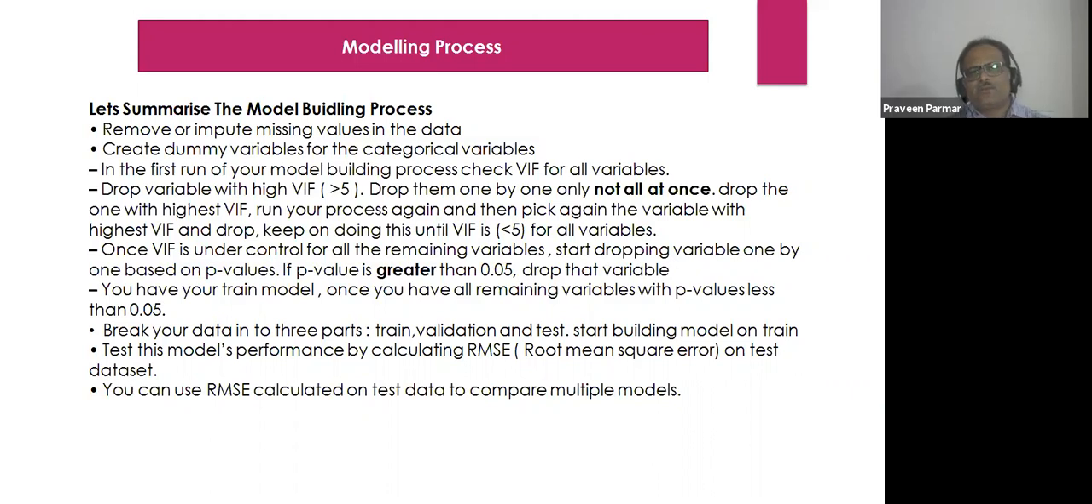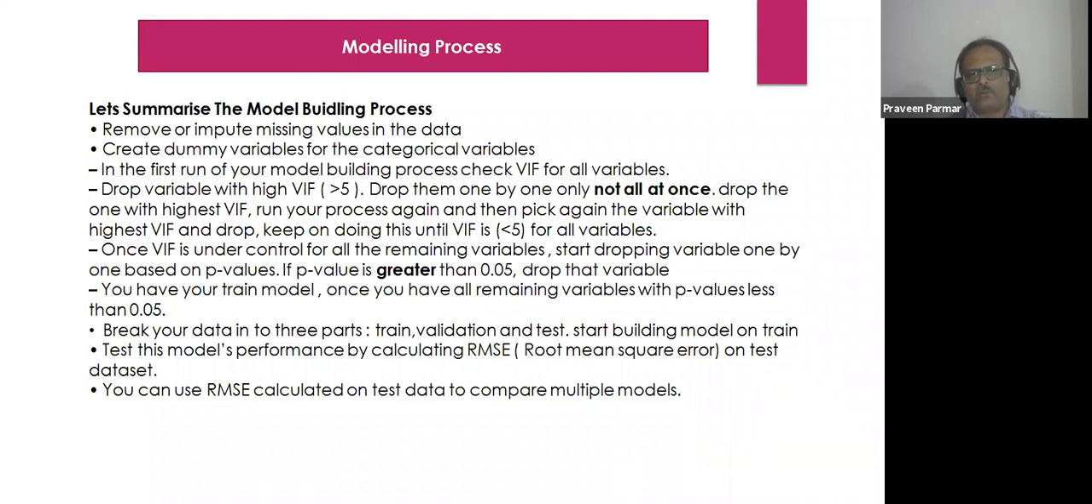Once VIF is under control for all the remaining variables, start dropping variables one by one based on the p values. If the p value is greater than 0.05, drop that variable. Once you have all remaining variables with p value less than 0.05, you have your final model. Then break your data into parts. Generally, we divide into two parts, train and test, or we could say train and validation. Start building the model on train.